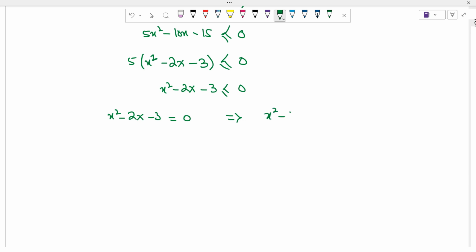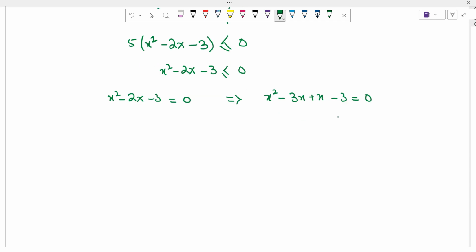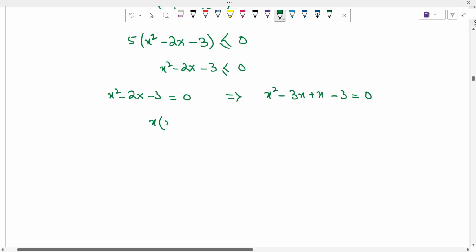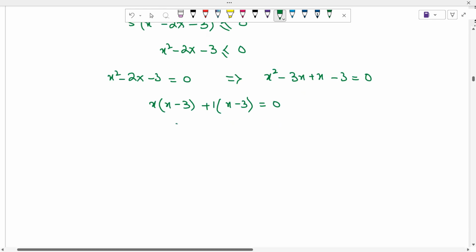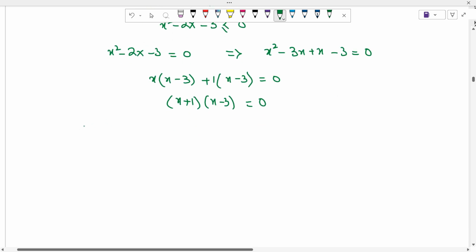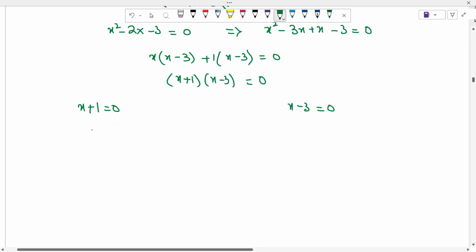So x square minus 3x plus x minus 3 equal to 0, and x is common, so x times (x minus 3) plus 1 times (x minus 3) equal to 0. So (x plus 1) times (x minus 3) is equal to 0. So we have the two factors, which is x plus 1 equal to 0 and on the other side we have x minus 3 equal to 0. Here we have x is equal to negative 1 and here x is equal to 3.